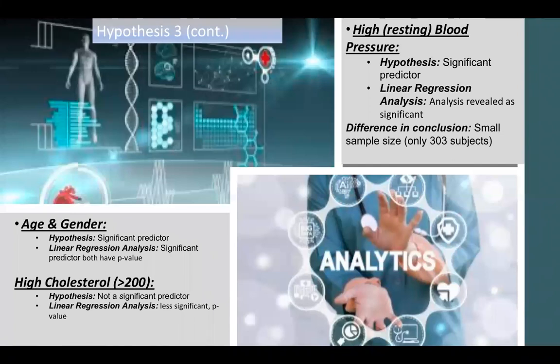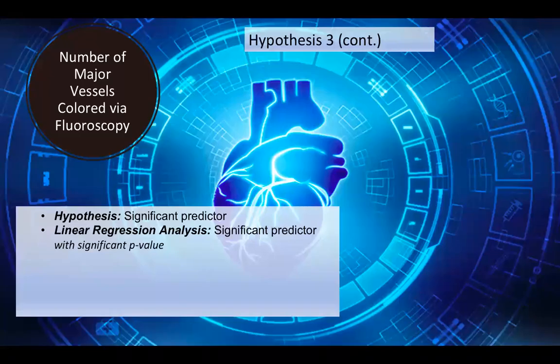The major unexpected outcome based on regression models was that high cholesterol greater than 200 was not revealed as one of the major significant factors for fasting blood glucose levels. Again, as noted, the small sample size and lack of diversity in the population sample could be one of the reasons for this outcome. The outcome that was not predicted, but based on the analysis, was the number of major blood vessels colored by fluoroscopy.